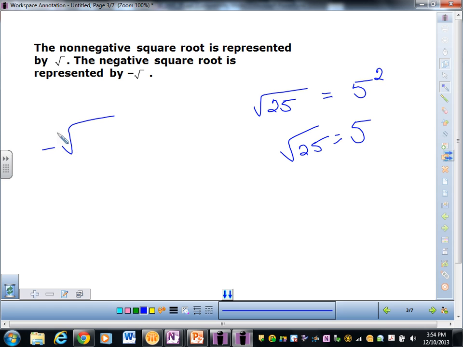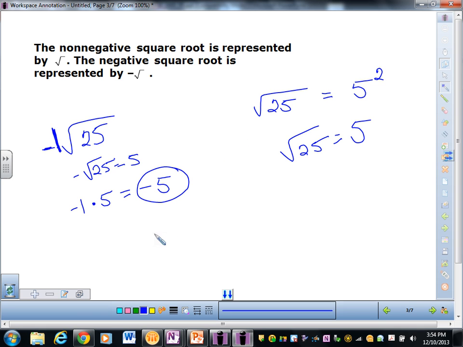A negative square root is represented by a negative sign and a square root symbol. And you always know that if you don't see anything next to it for a coefficient, there is an invisible 1. Remember, the 1 always wears the invisibility cloak. So really what this negative means is that whatever is on the inside of that square root symbol is being multiplied by a negative 1. So if you know that the square root of 25 equals 5, and you have a negative symbol, that means that negative 1 is being multiplied by that 5 to give you negative 5. Okay?